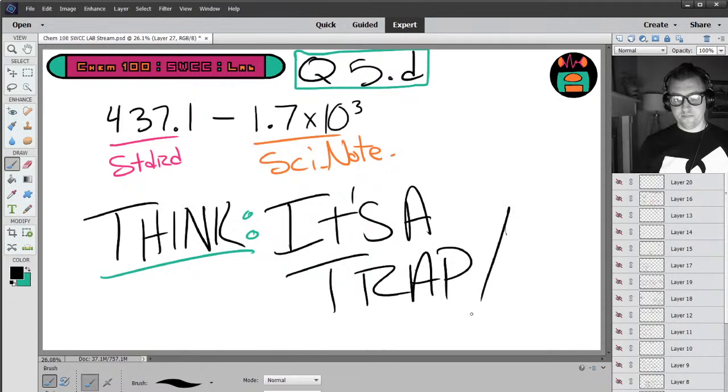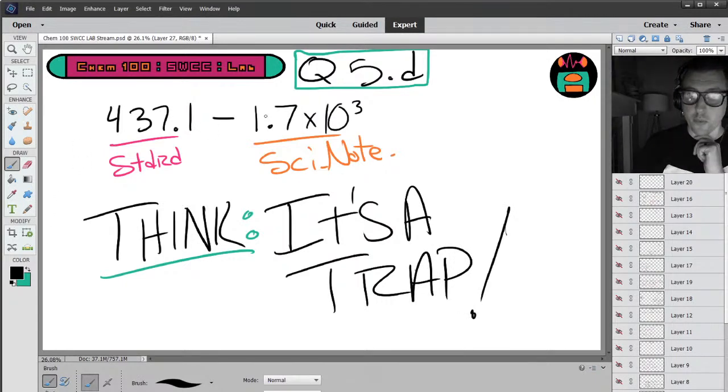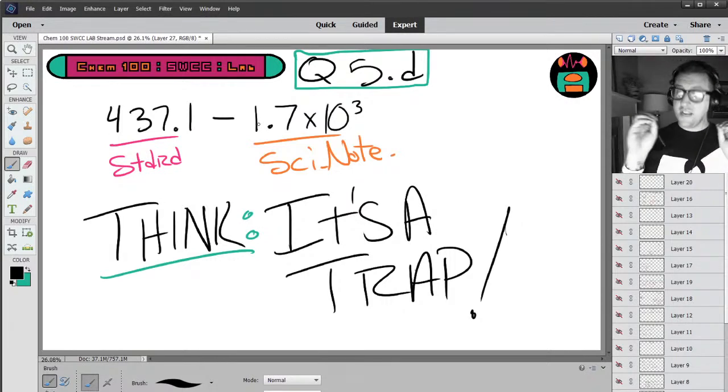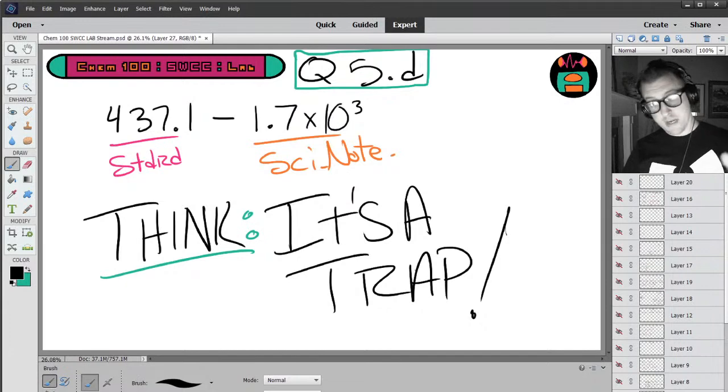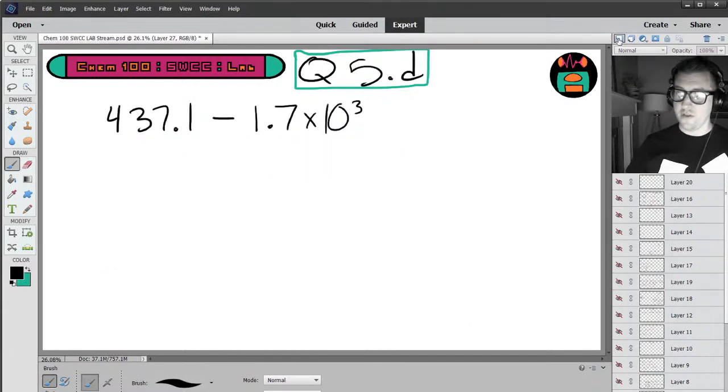It's a trap. They're trying to get you to do 437.1 minus 1.7, and you'll be dead wrong every time. If you're going to add or subtract numbers, convert all of them to standard notation, then do the addition. If one's in scientific notation, whoever wrote the problem is trying to fool you, but now you're smarter than them, and you're not going to fall for it. So let's do that. Let's convert this to standard notation.